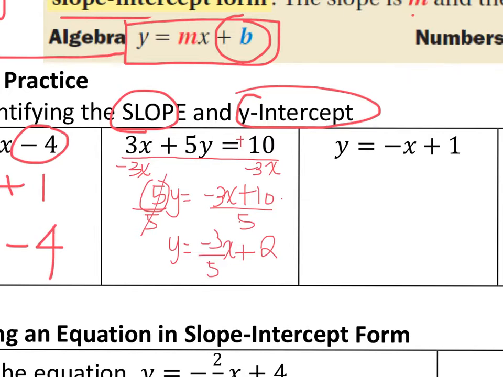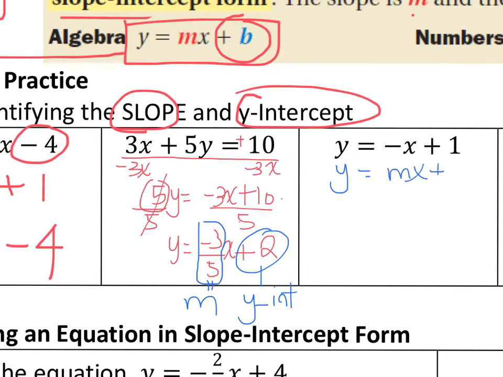Okay, now negative 3/5 will be your slope, and your y-intercept will be positive 2. Okay? You can write your answer like that as well. And in here, again, I already gave you the equation in slope-intercept form or function form.